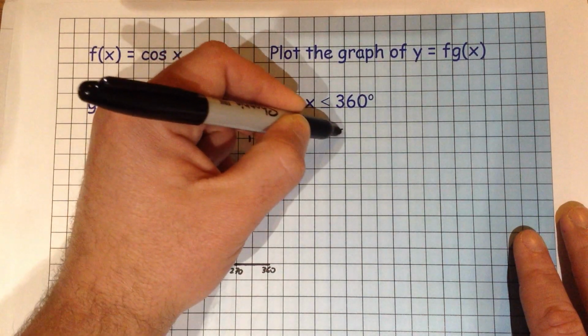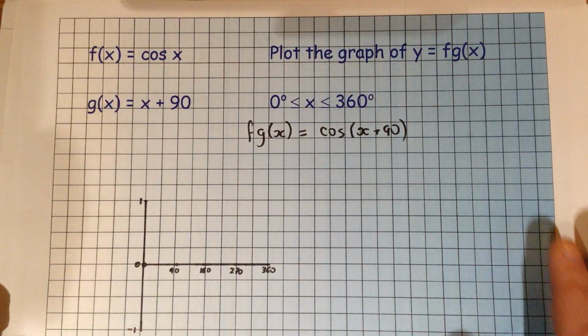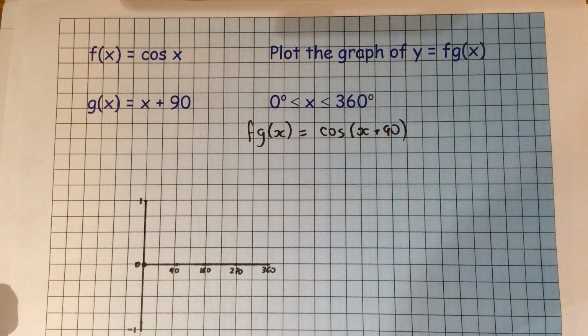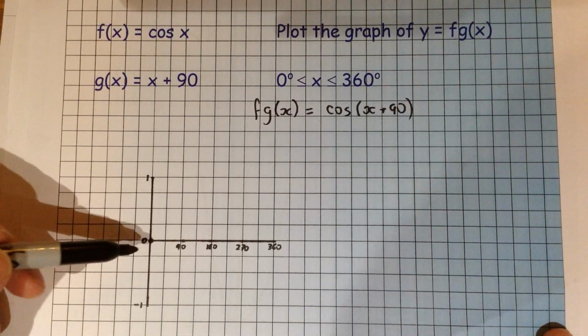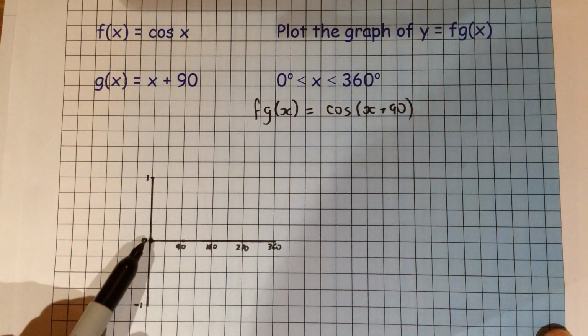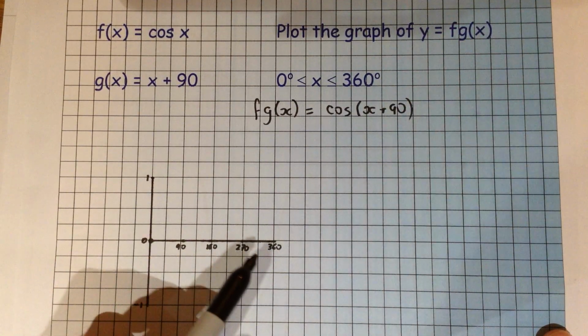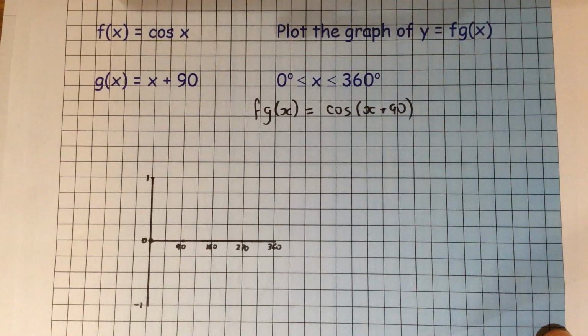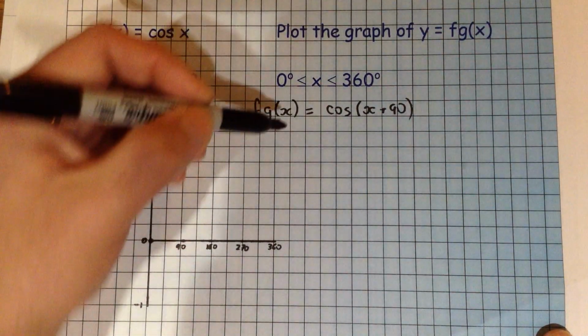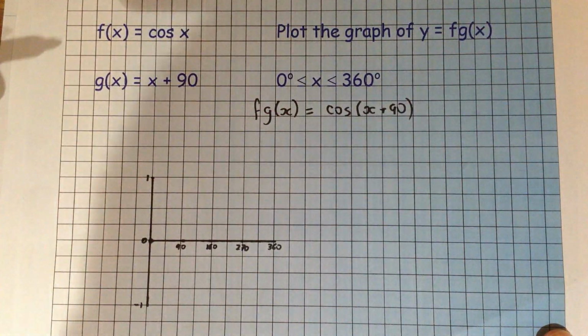So that gives me cos of x plus 90. Now again, just like the last question, all that means I need to do is substitute in a few different values to try and see what this graph looks like. Now I've pre-drawn these axes here because whenever we're drawing trig graphs, we always have set points at 0, 90, 180, 270 and 360. Basically quarter of the circle each time. So all I'm going to do is substitute in these values to see what it gives me on the graph.